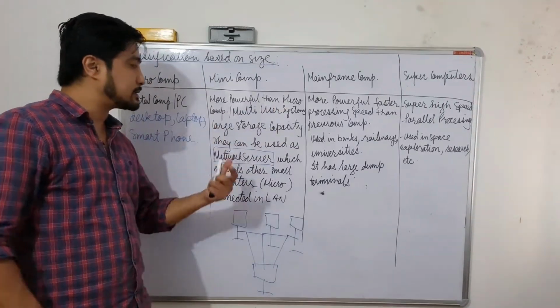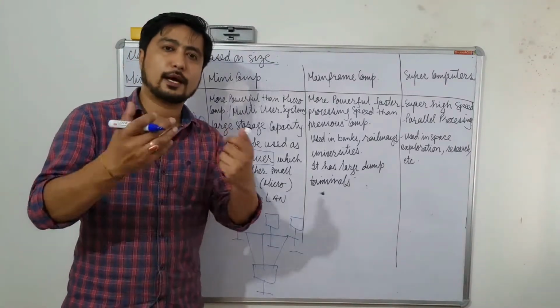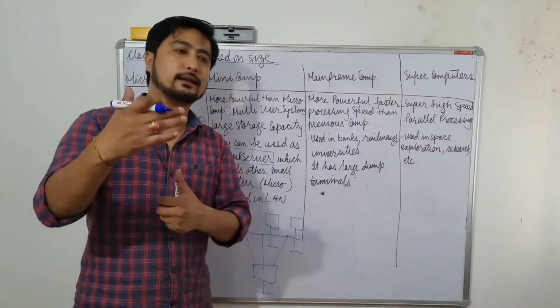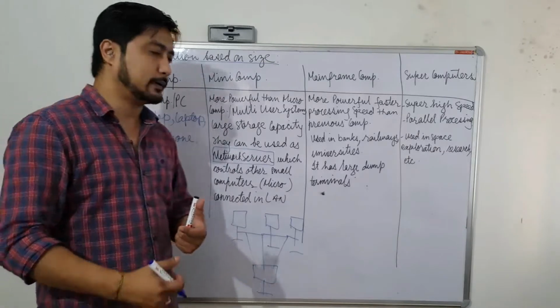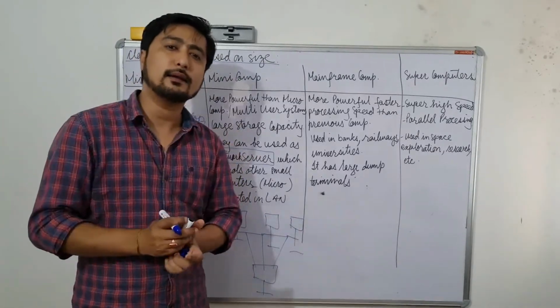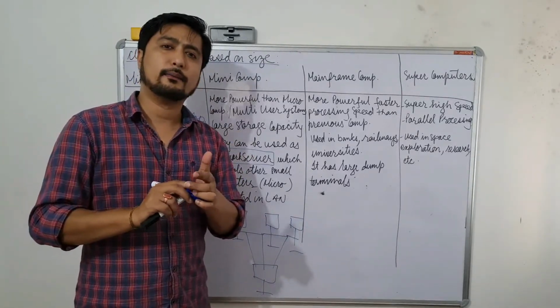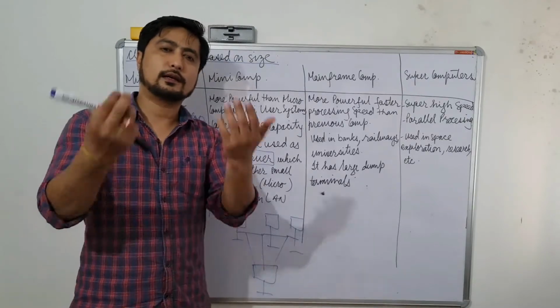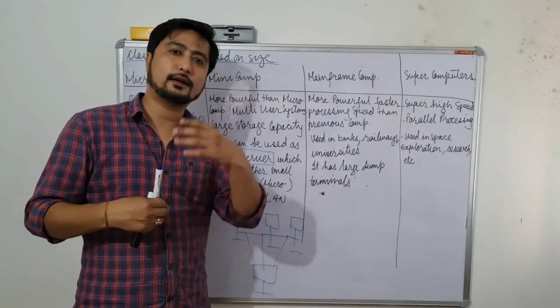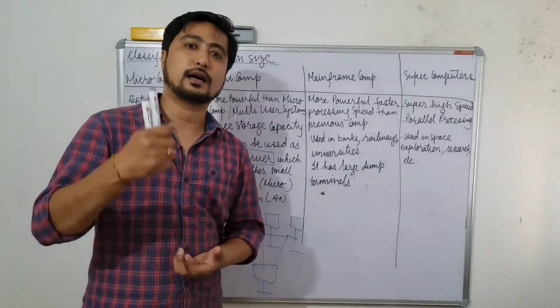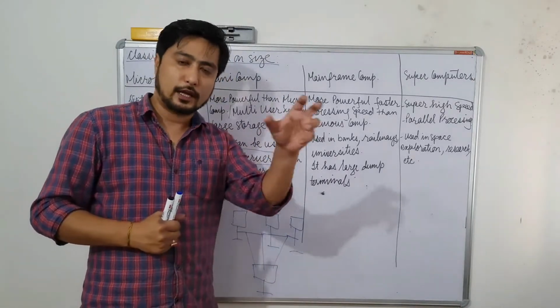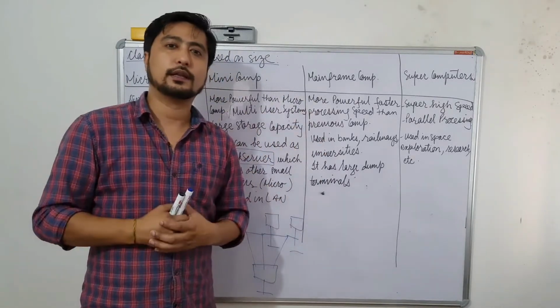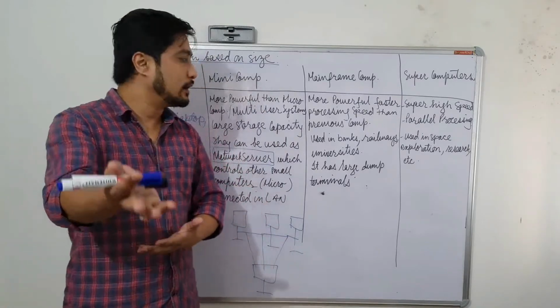And next, it has large storage capacity. It has larger capacity than microcomputer, and it is mainly used to store huge amounts of data. For example, these mini computers are used in schools and in shops to store huge amounts of data.